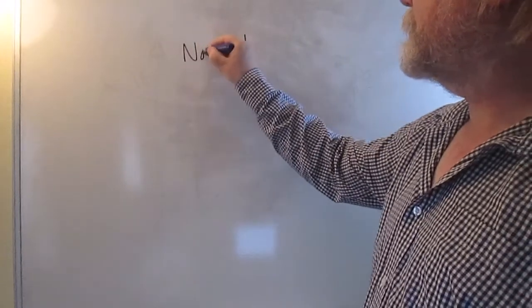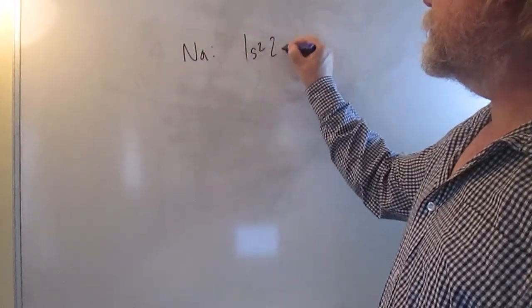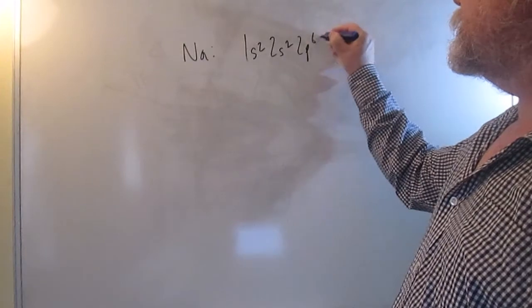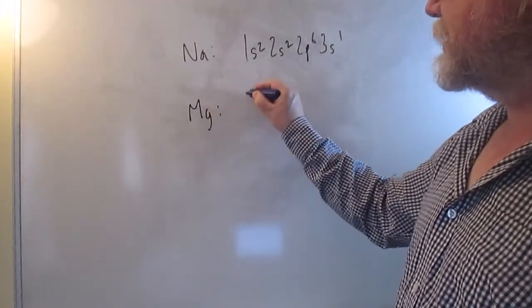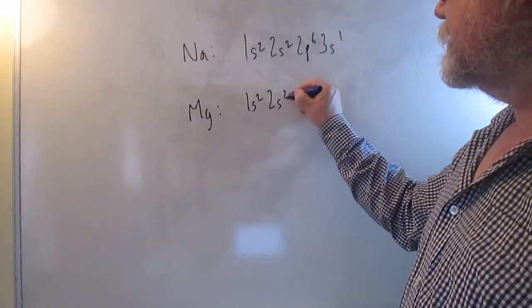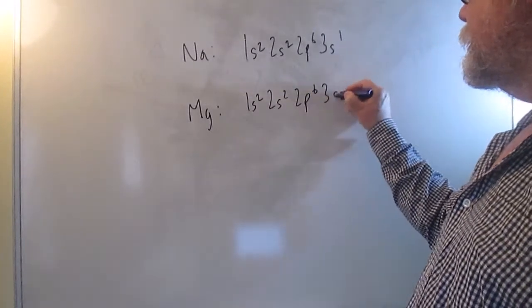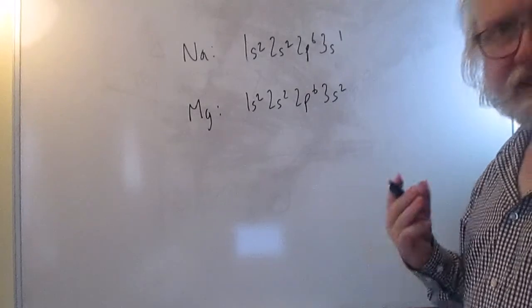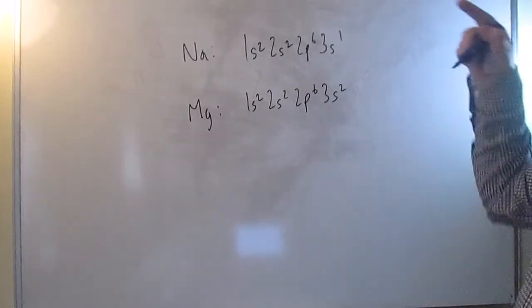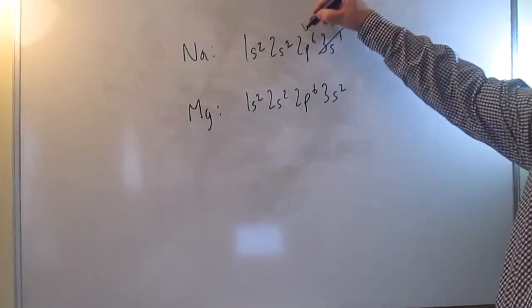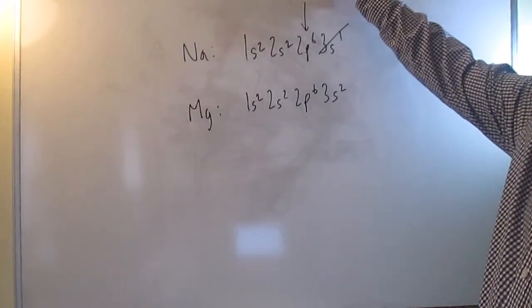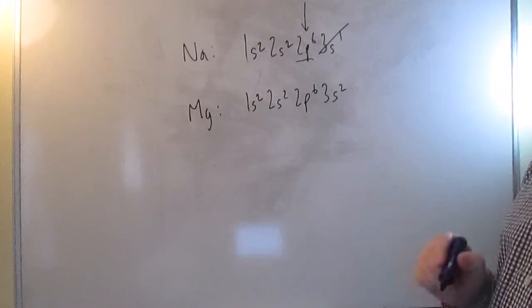So we've got sodium is 1s2, 2s2, 2p6, 3s1, whereas magnesium is almost the same but just with the extra electron. So 2s2, 2p6, 3s2, and it's asking us about second ionization energies. So for sodium, the first one will take that one away. So the second ionization energy will be removing an electron from 2p.